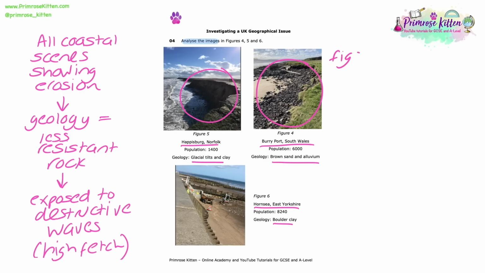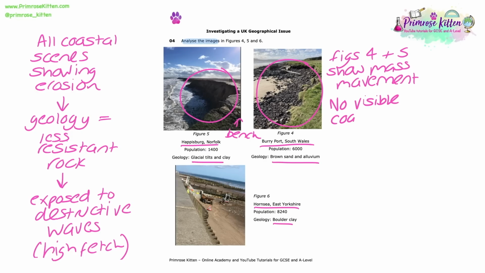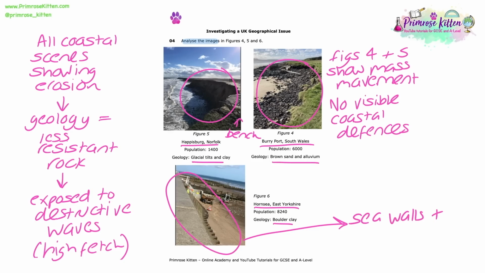Studying images 4 and 5, we can see signs of mass movement. Figure 5 in particular shows a bench positioned right on the edge of the cliff. In addition, there are no signs of coastal management at either of these locations. Figure 6, on the other hand, shows management strategies in place, with a sea wall and groins clearly visible. Pictured also is maintenance work being carried out on these defences.